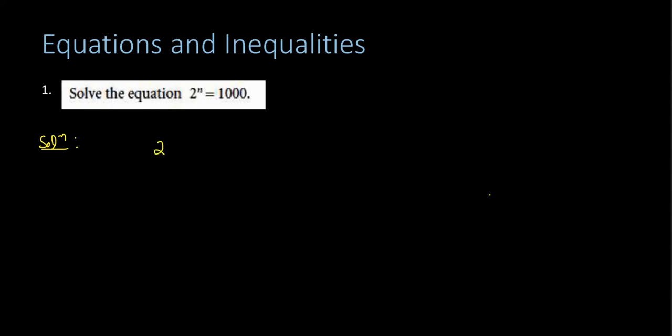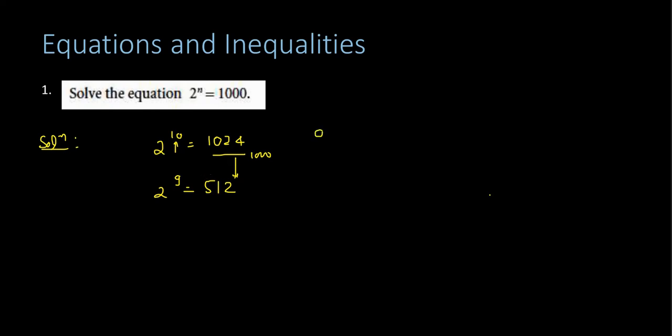As we know, 2 raised to power 10 is 1024, and 2 raised to power 9 is 512. So this 1000 is in between 1024 and 512. That means n has to be between 9 and 10. Since 1000 is nearer to 1024 as compared to 512, the value of n should be closer to 10 as compared to 9.